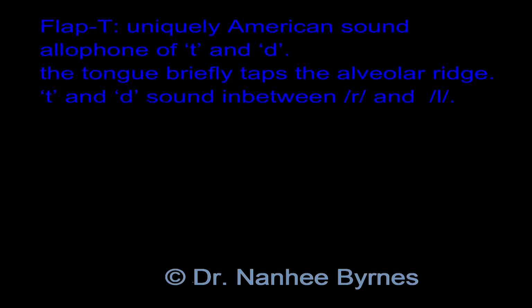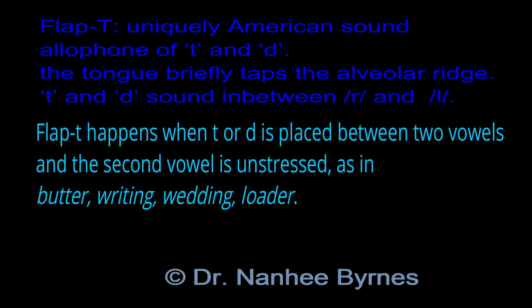Fourth, there are sounds that are uniquely American. The most salient one is the flap T, which is an allophone of T and D. The sound is made by the tongue briefly tapping the alveolar ridge. When this happens, T and D are pronounced as sounds somewhere between D and L.